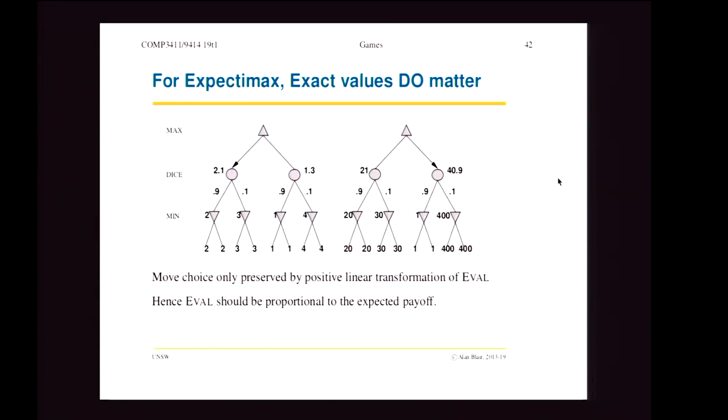But for expectimax, what I need is a number that tells me the probability of winning the game. So what I usually do is I take that linear sum and then I feed it into this sigmoid function that turns it into a number between 0 and 1, which is a probability.